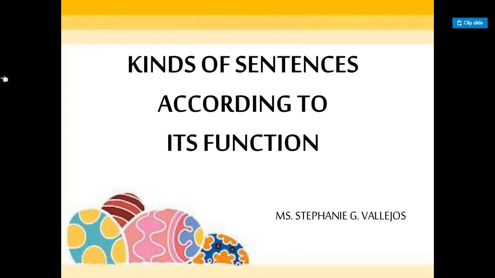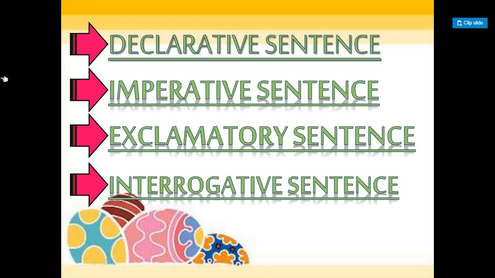Okay, so we have this familiar topic. It is all about kinds of sentences according to their function. So we have 4 kinds of sentences and they have their own function. And we are using these sentences in our everyday conversation. So first, we have here the four kinds of sentences according to function. We have declarative sentence, imperative sentence, exclamatory sentence, and the last one is interrogative sentence.